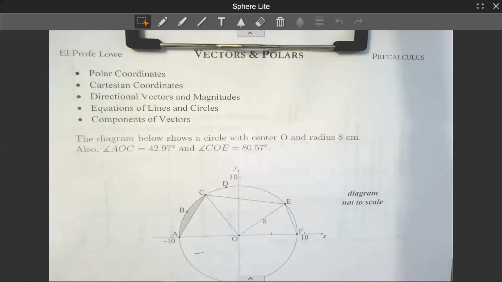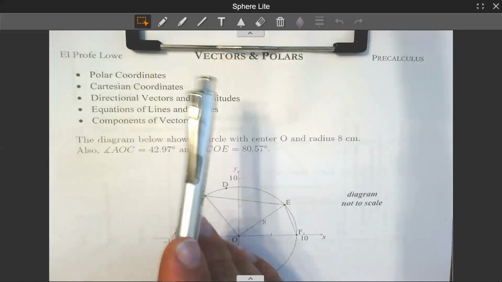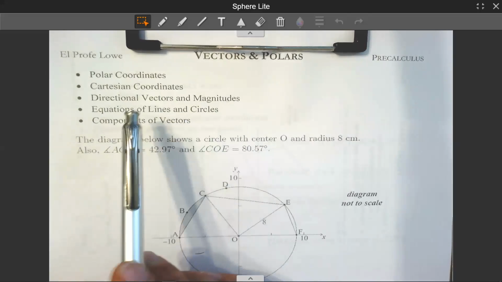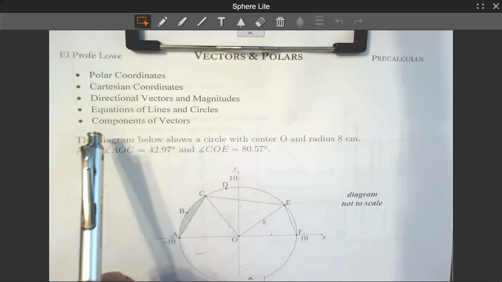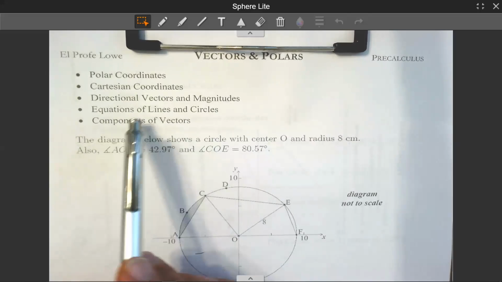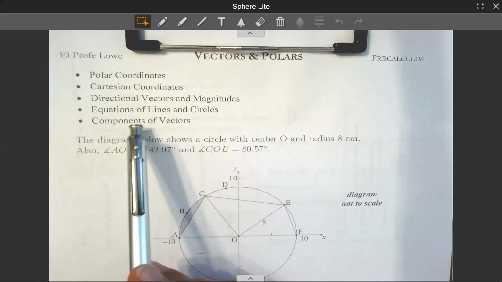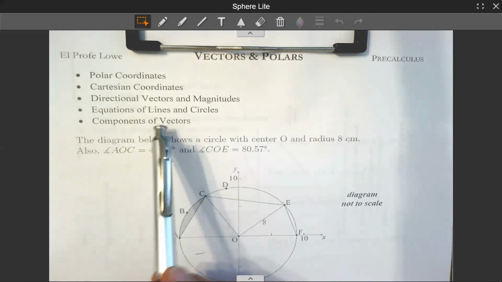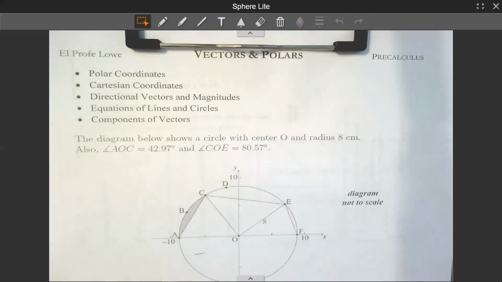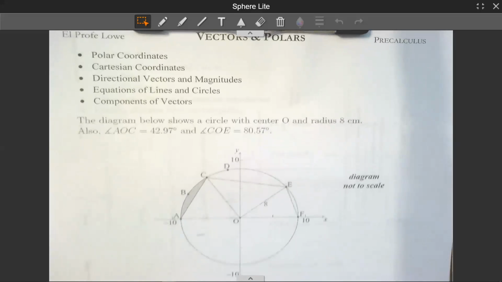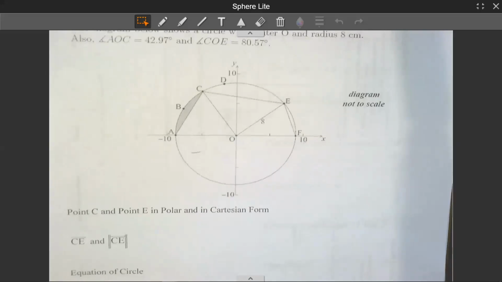This is El Profelo. In this video, we're going to talk about polar coordinates, Cartesian coordinates. We're also going to talk about directional vectors and magnitudes. And we're going to look at some equations of lines and equations of circles and bring things back to components of vectors, so looking at how a lot of these mathematics relate to each other. Okay, so let's go ahead and scroll up here.